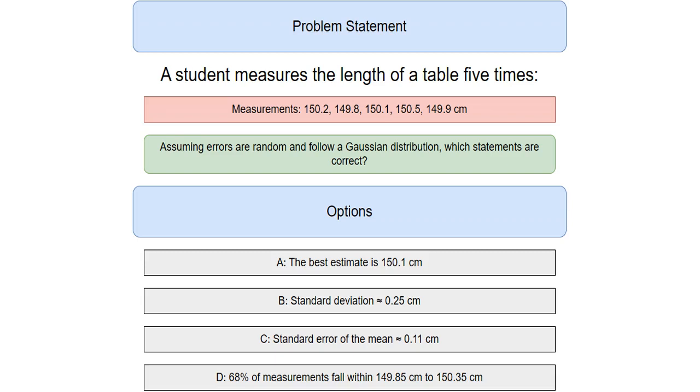Now, let's consider the scenario. A student is diligently measuring a table's length, repeating the process 5 times. The measurements, recorded in centimeters, show slight variations. These variations are to be expected in real-world measurements.